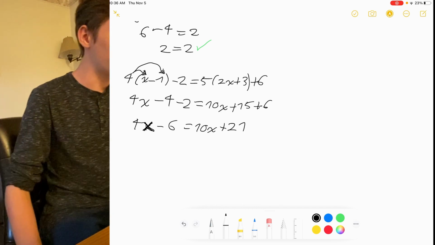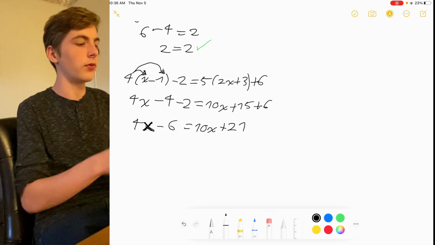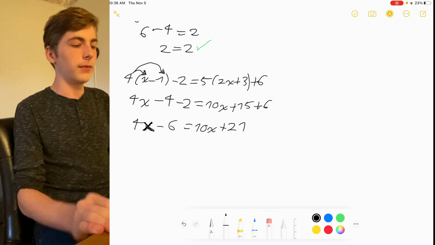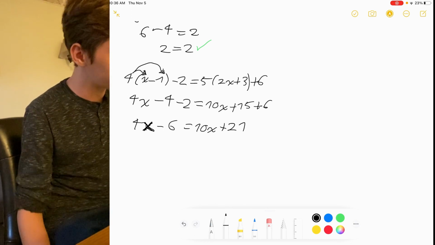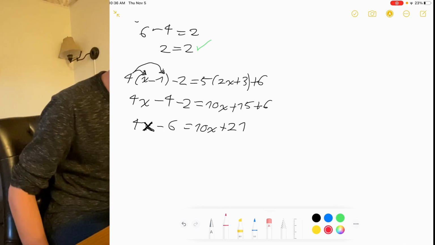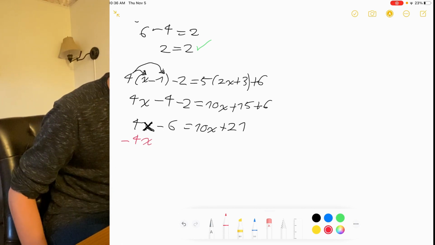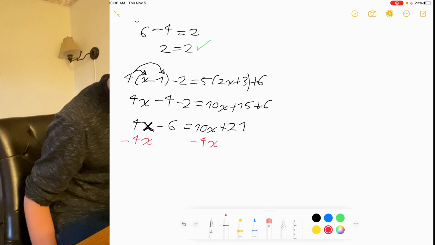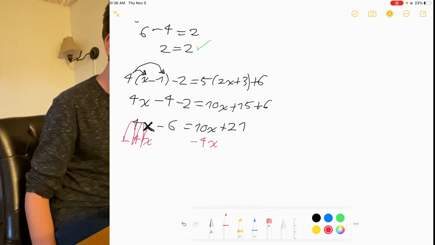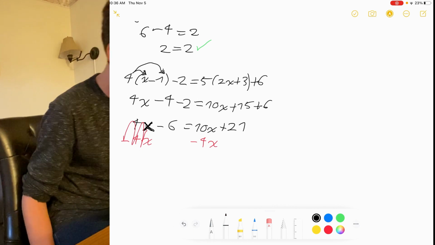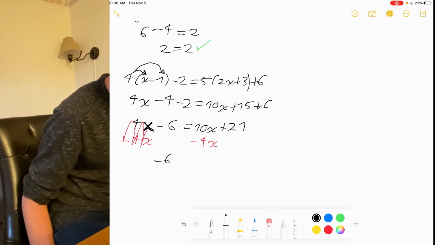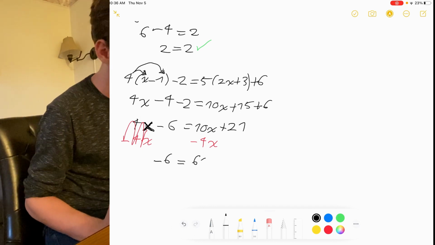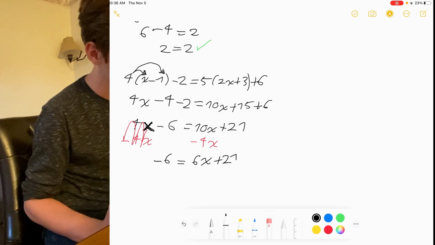And now, okay, so step 1, simplify. Step 2, move all the variables to one side. I'm going to move this 4x over by the 10x, and I'm going to do that by subtracting it here, right? 4x minus 4x is 0. 10x minus 4x, that'll be 6x. So now we'll say, okay, that's gone. So now we're going to have a negative 6, right? The negative stays there. 10x minus 4x is just 6x, and then we have a plus 21.